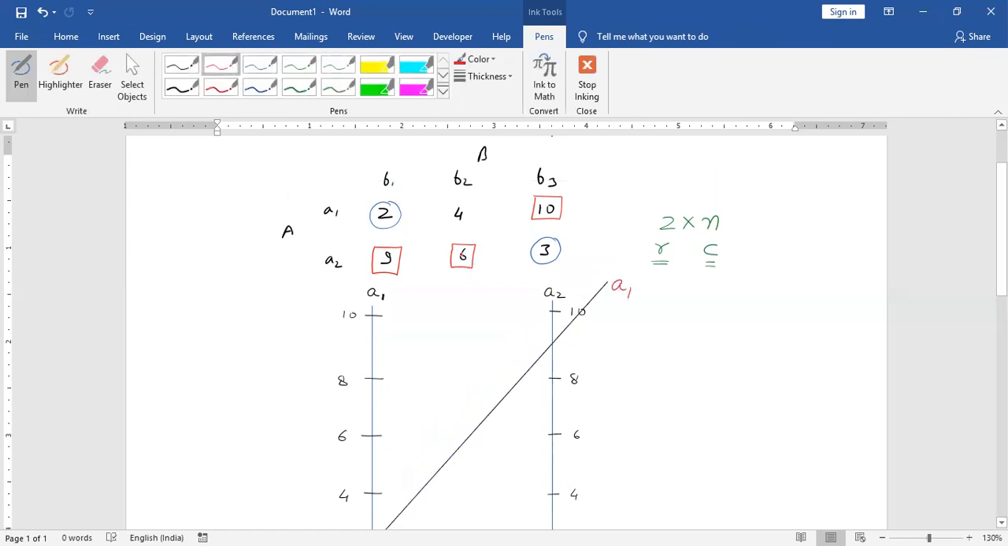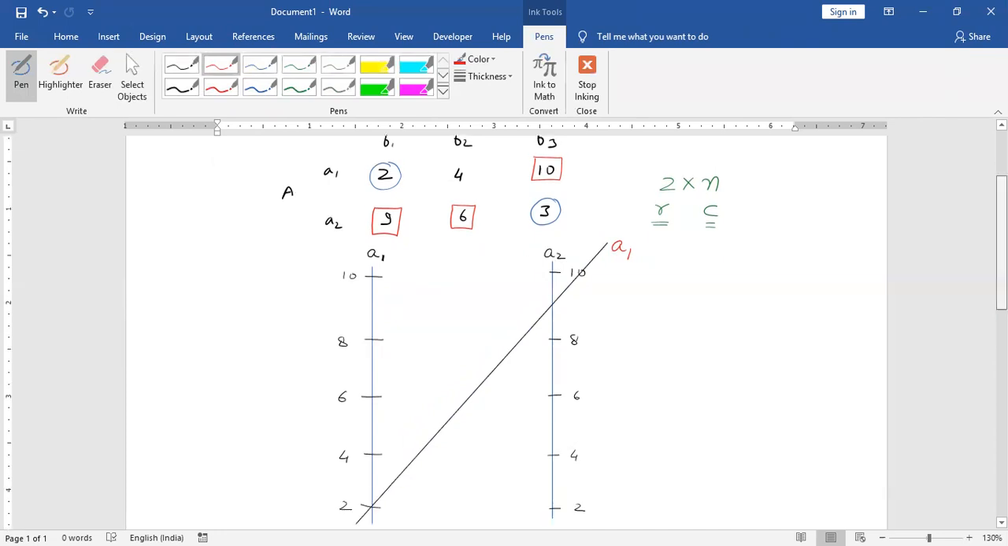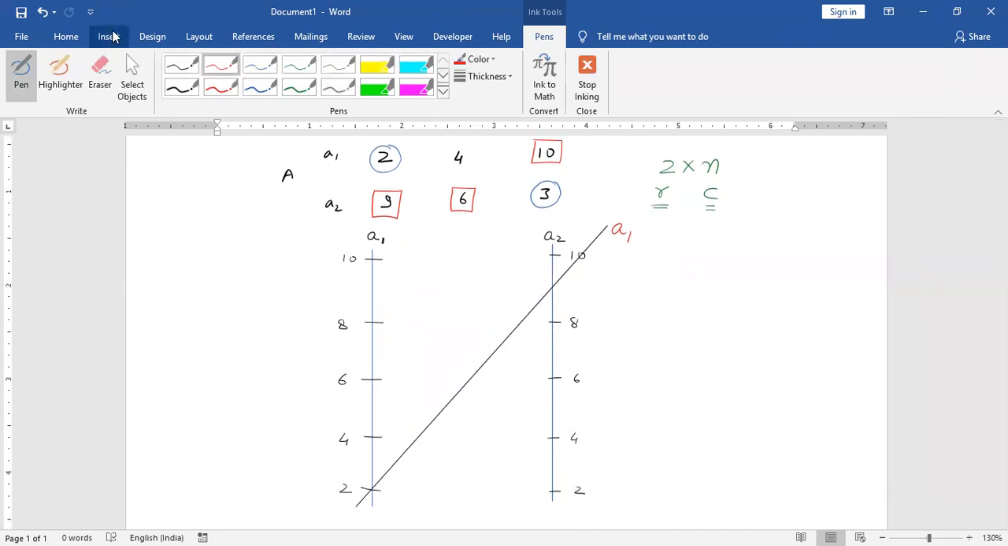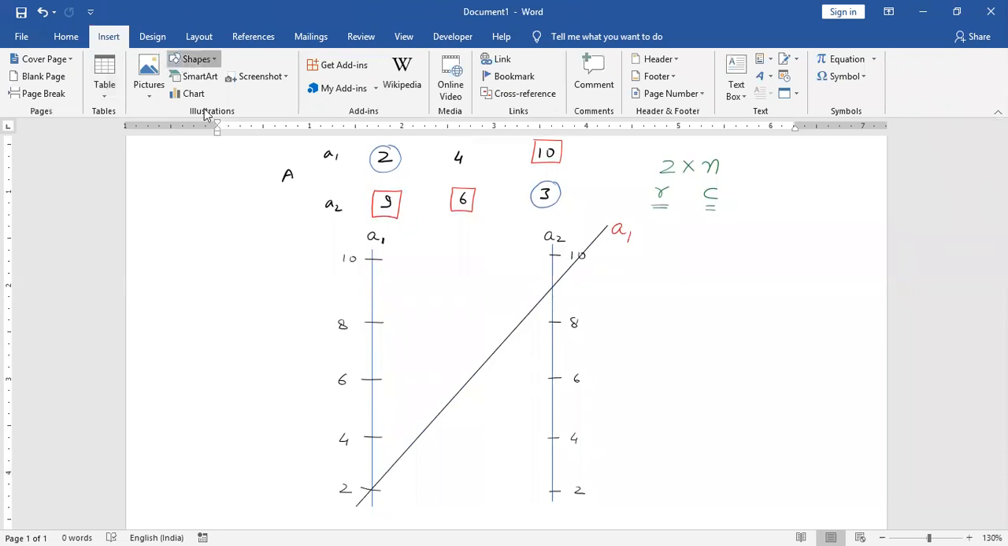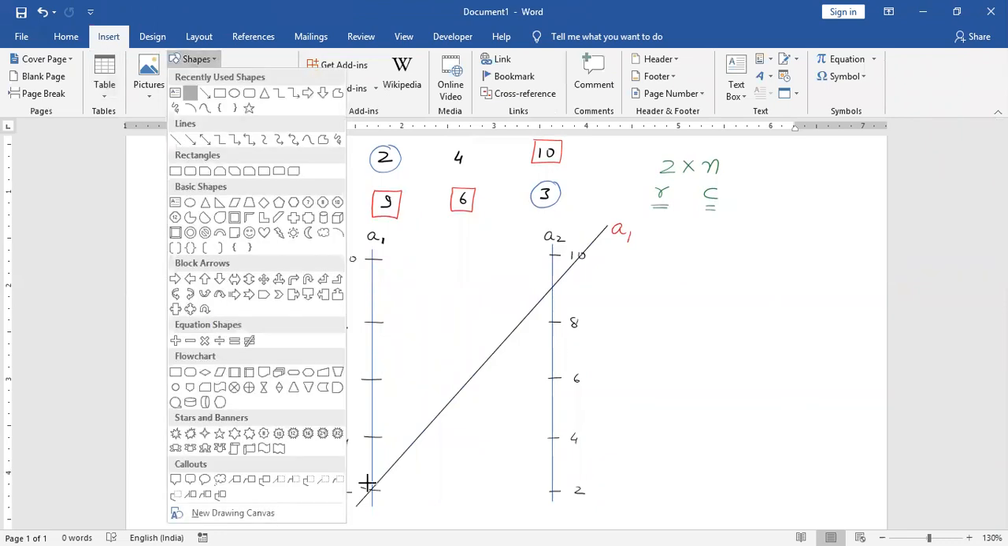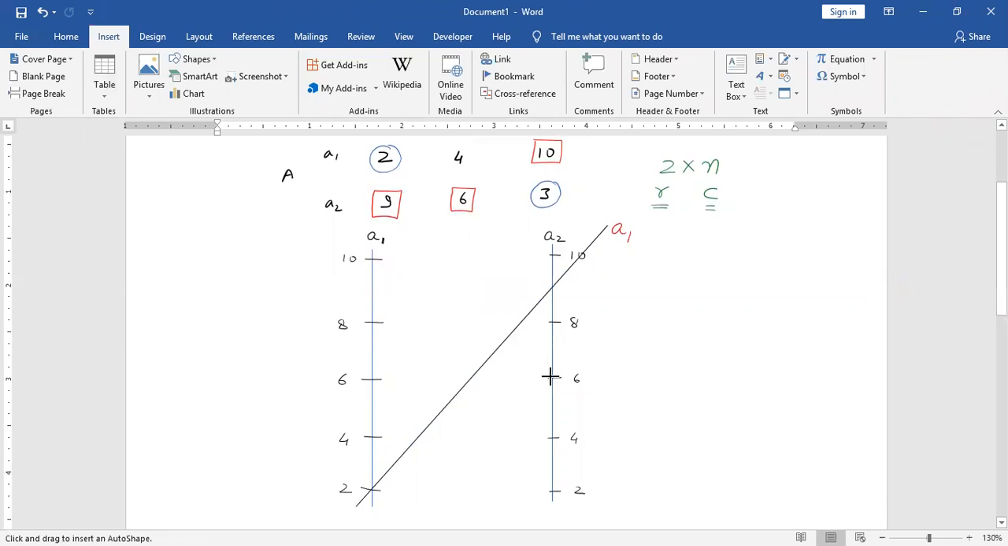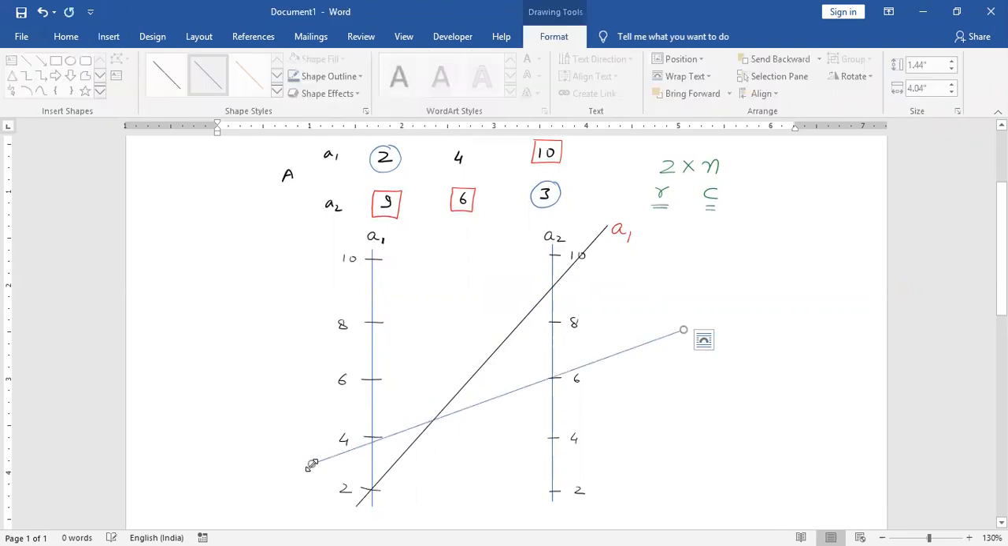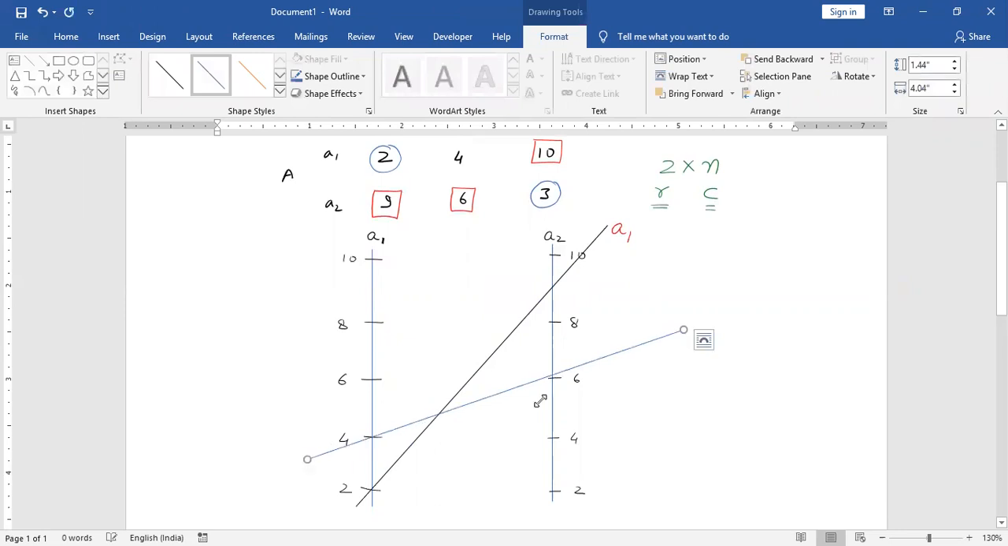2 and 4 and 6. That is what? B2, 4 and 6. 4 on A1 and 6 on A2. So just draw a line. That is 4 and 6. This is 4 and this is 6. I am going to draw a line. Yes, 4 and 6. Fantastic. So this line is denoting 4 and 6.